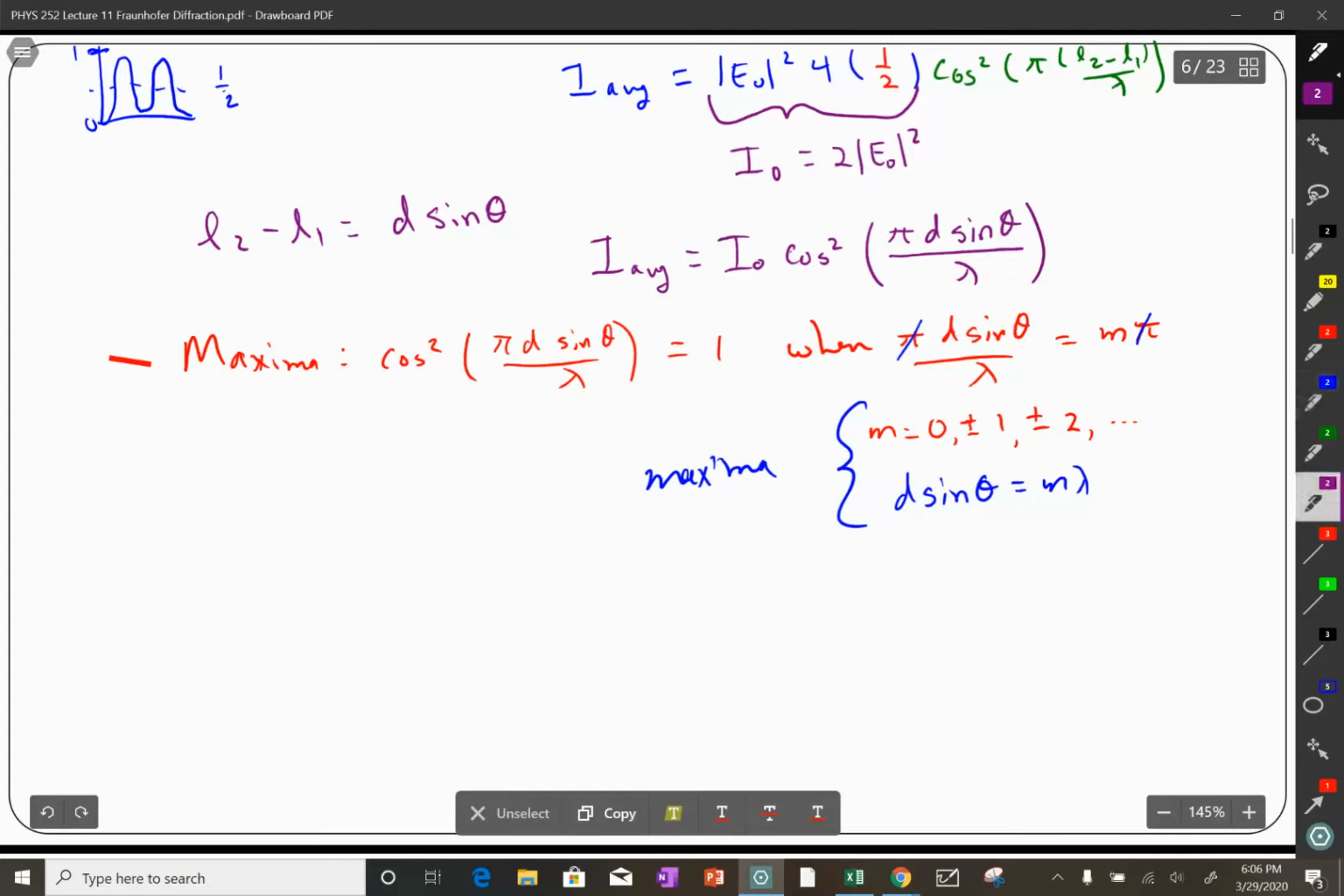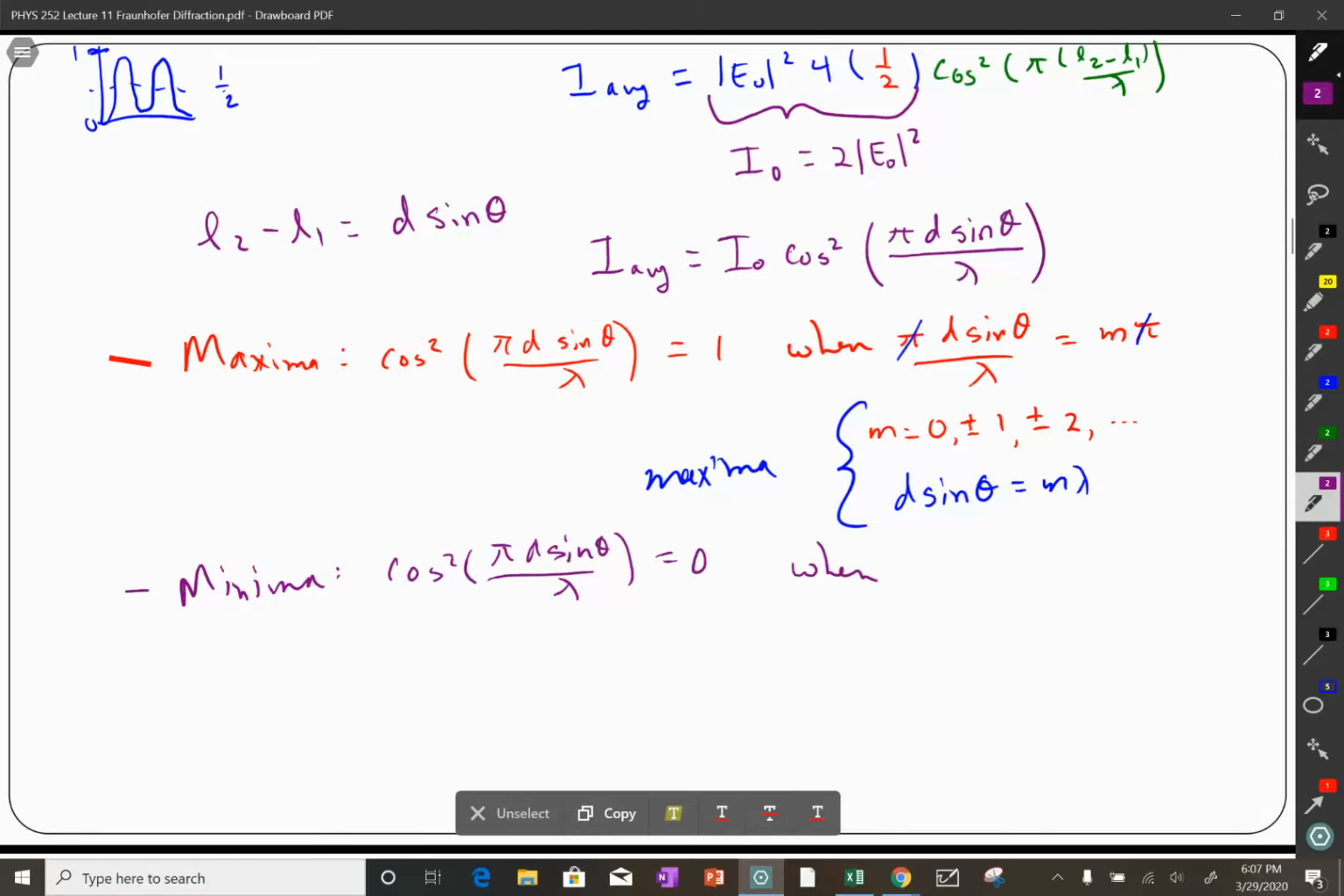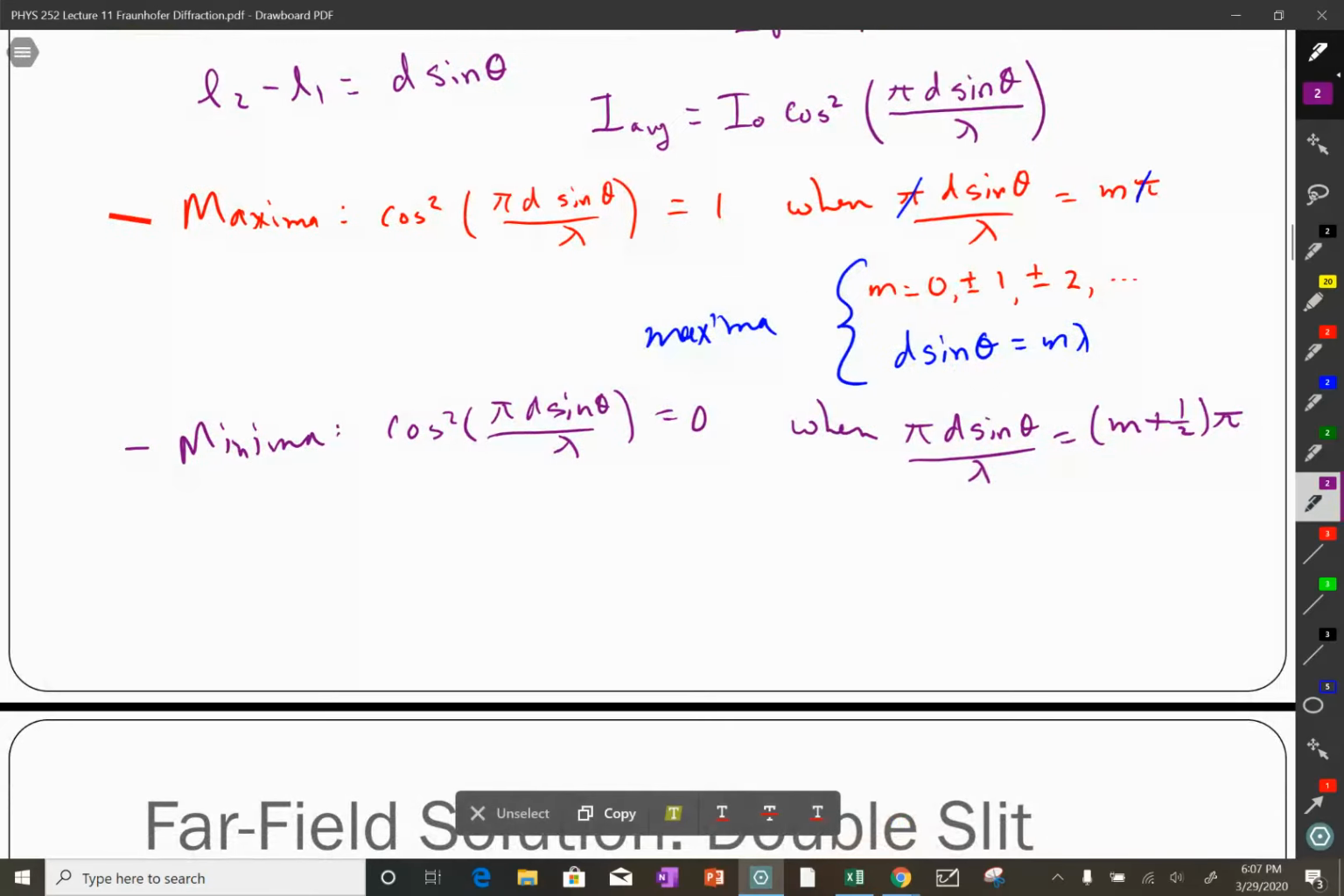Now for minima, it's pretty similar. Cosine squared pi d sine theta over lambda will equal 0 for a minimum, which occurs when the argument of cosine is pi over 2, 3 pi over 2, etc. So when pi d sine theta over lambda equals m plus 1/2 pi, where again, m is any positive or negative or 0, any integer.